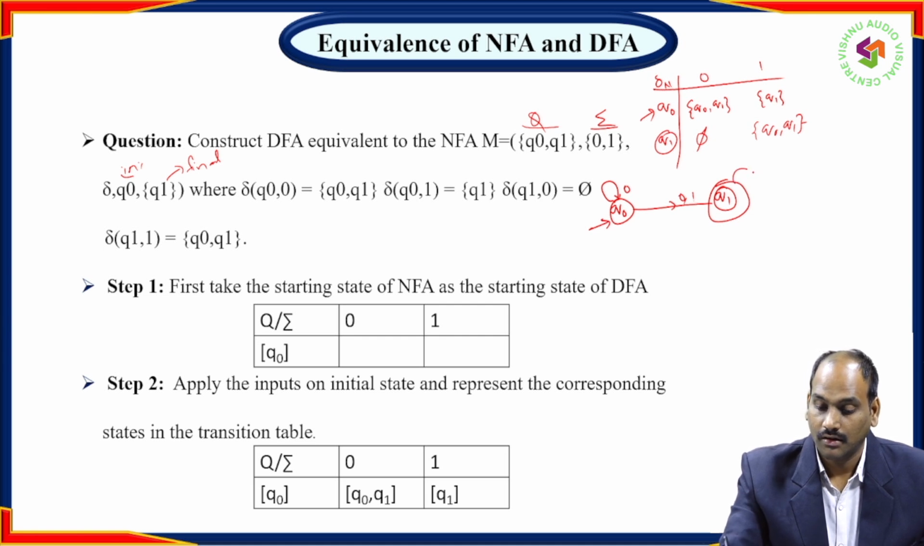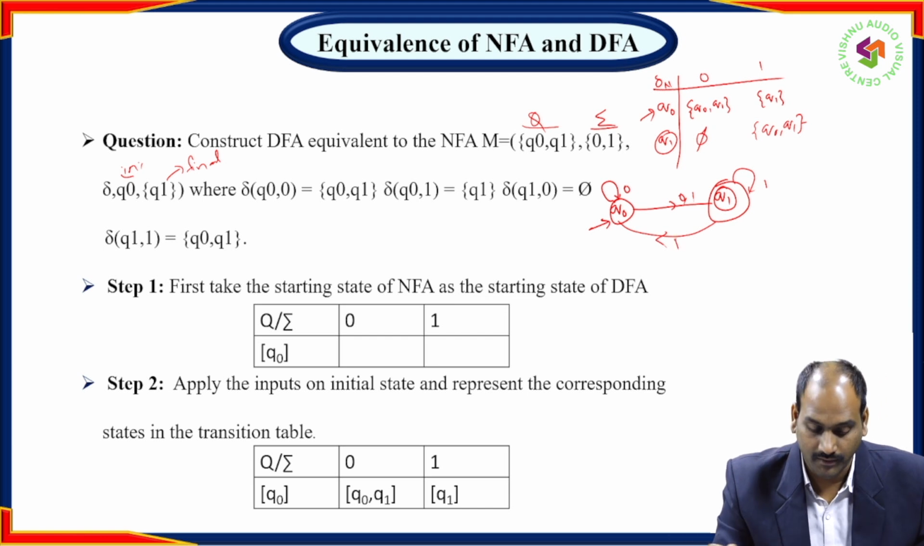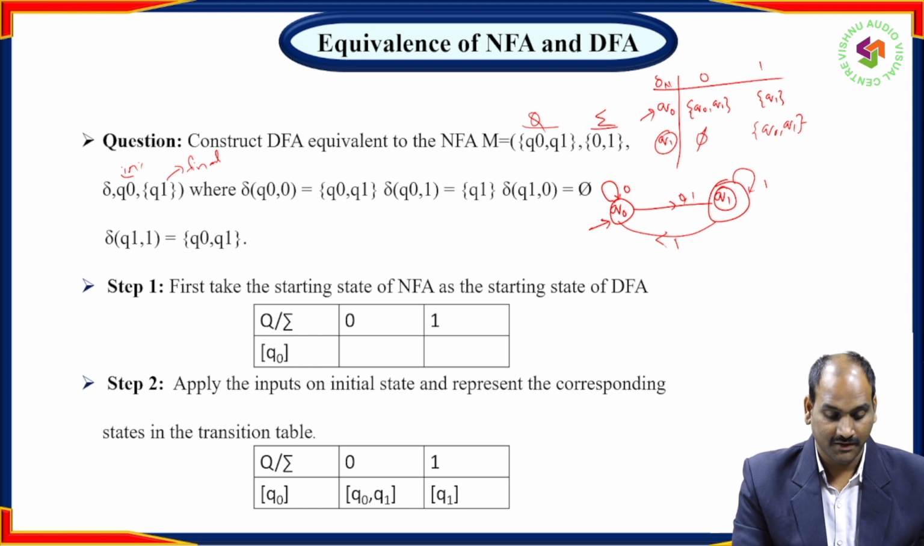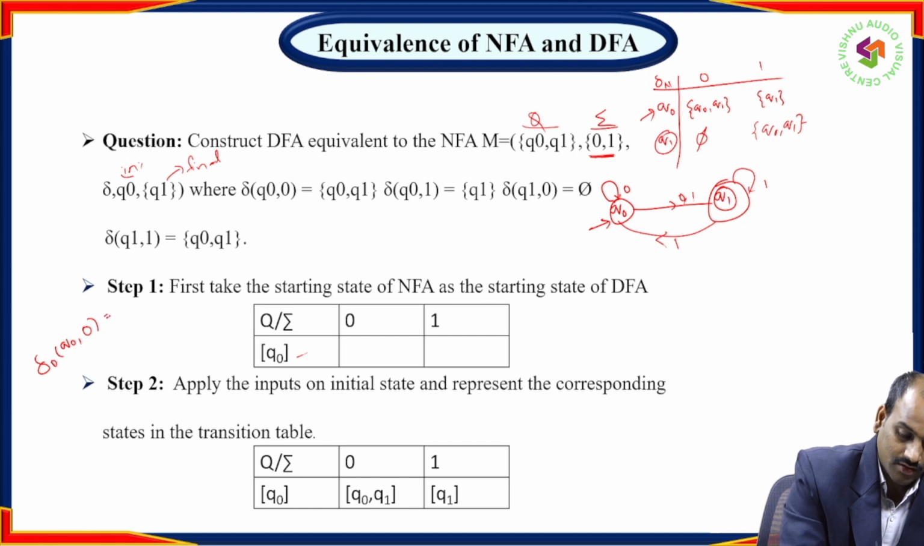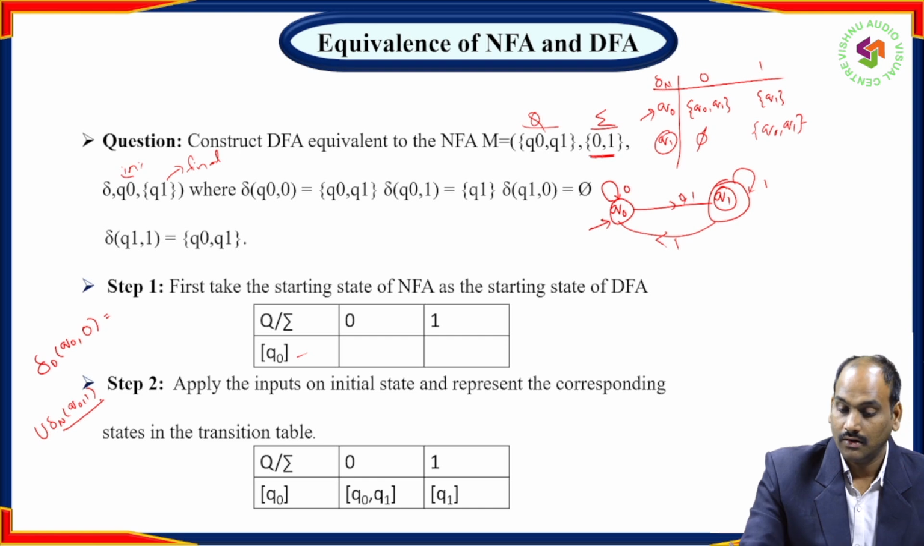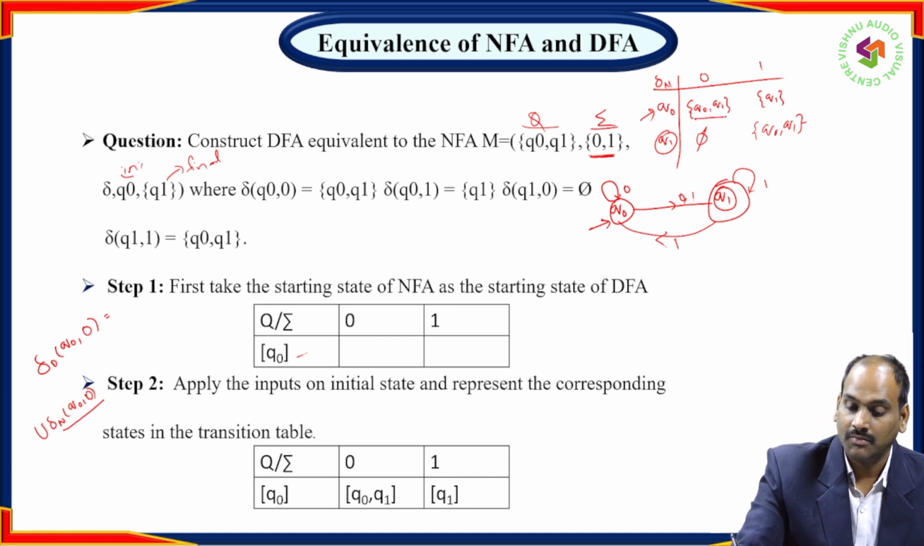Q1 on 1, it is in the state Q1, as well as it is in the state Q0 for the input form. Now we can take the transition function for Q0 and compute it. We can write it like this, delta D of Q0. Here we have two different alphabet symbols, sigma, that means we have to compute for 0 as well as 1. Delta D of Q0 and 0 can be termed as the union of delta N of Q0 and 0. What is the value of Q0 and 0? It is nothing but Q0, Q1.